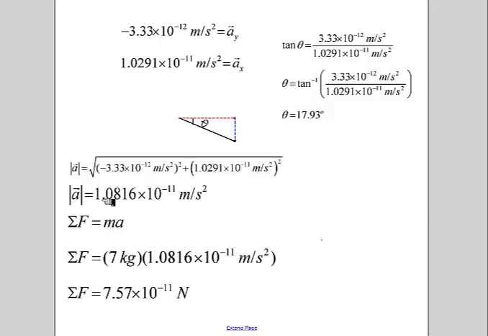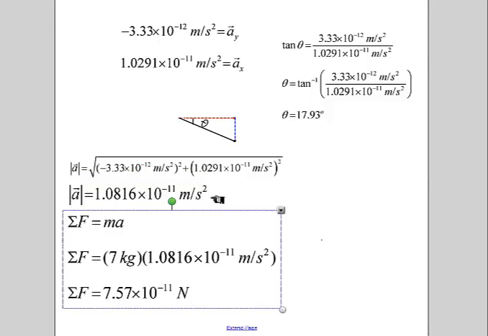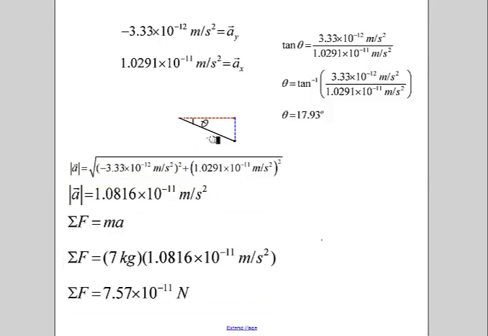That's this number here, 1.0816 times 10 to the negative 11 meters per second squared. And I can also find this angle. If the problem wanted you to indicate the direction in any way, this angle below the horizontal can be found using tangent. If you've forgotten, when you're using tangent, because we're just thinking about these components as sides of the triangle, I drop the negative on the y component.